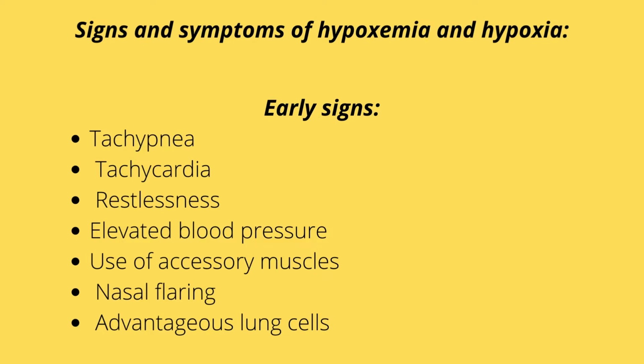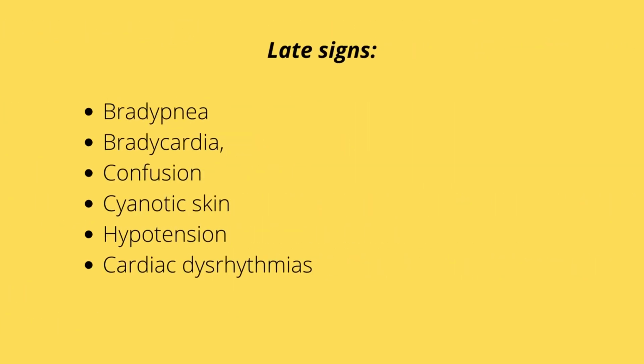So tachypnea, tachycardia, restlessness, pale skin and mucous membrane, elevated blood pressure, and use of accessory muscles, as well as nasal flaring and adventitious lung sounds. And the late signs, we're tired. We've tried so much to compensate. The body is shutting down now. So what we have, bradycardia, bradypnea, confusion and stupor because that oxygen is very low, cyanotic skin, of course, and mucous membrane, hypotension, and cardiac dysrhythmias.